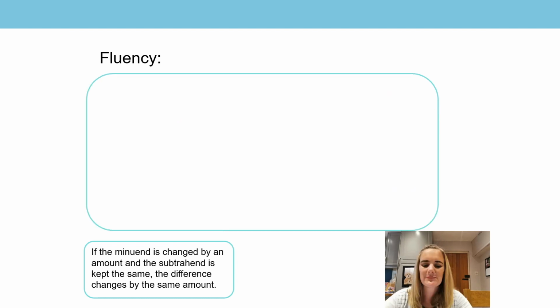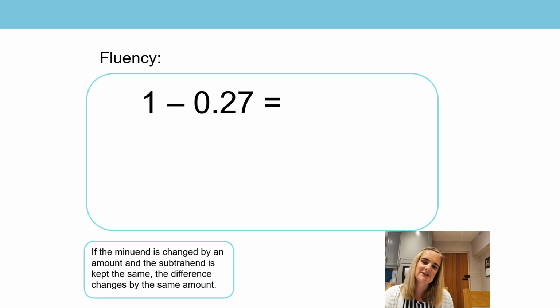Brilliant. So I'm going to challenge you a little bit more now. See how quickly you can do this one. 1 subtract 0.27.